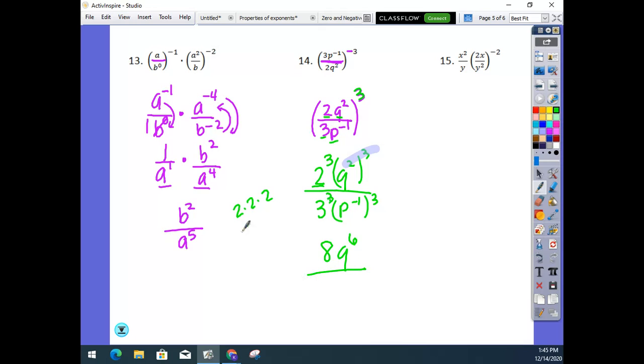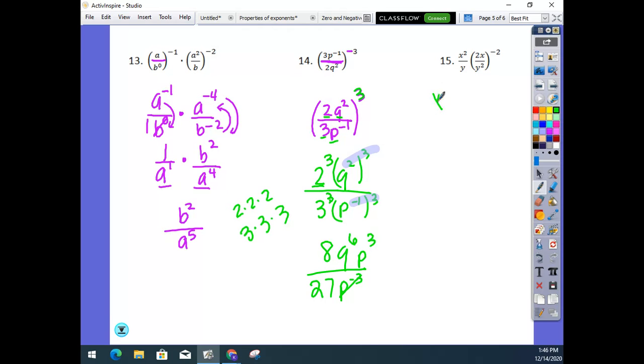3 to the third, be careful. 3 times 3 times 3. Power to a power, we multiply. And this is going to be p to the negative third, but I don't want the negative, so I'm going to move the whole thing to the top. And there's no bases to combine, so that's my final answer.